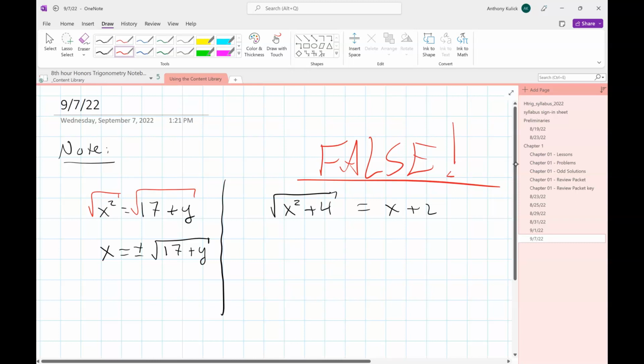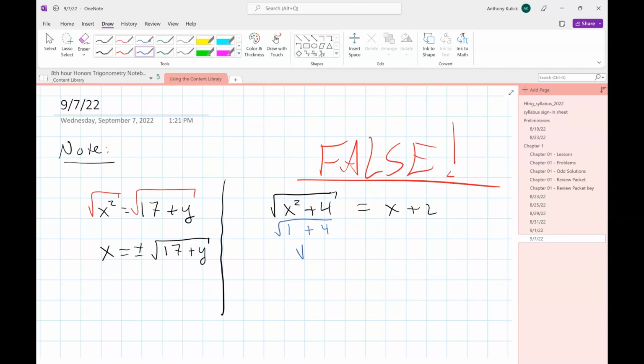What is the square root of x squared plus 4? It's just that. There's nothing more you can do to that. That's done. Everybody okay? If you're ever confused and you're wondering, can I do that or not? Pick a number. If I make x equal to 1, that's the square root of 5. Is the square root of 5 the same thing as 3? No, right? That's a good indicator that it's false.